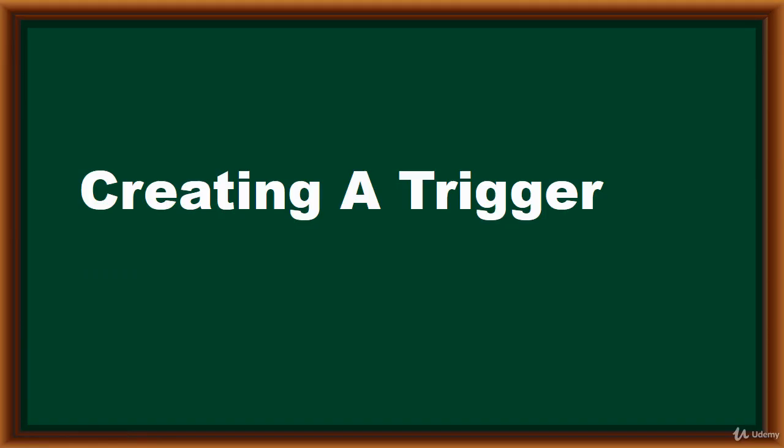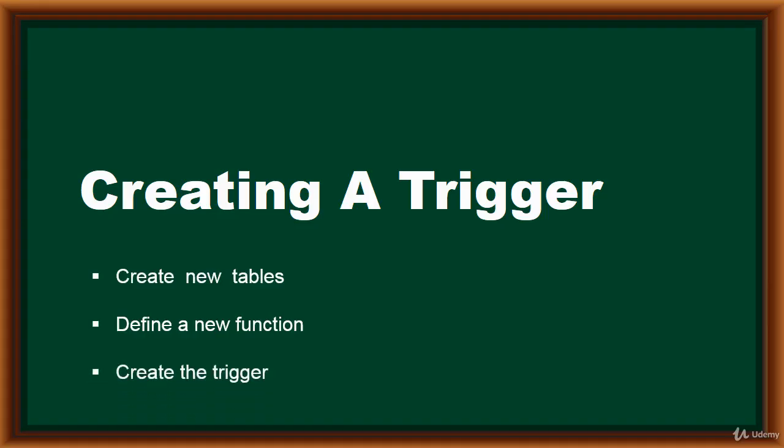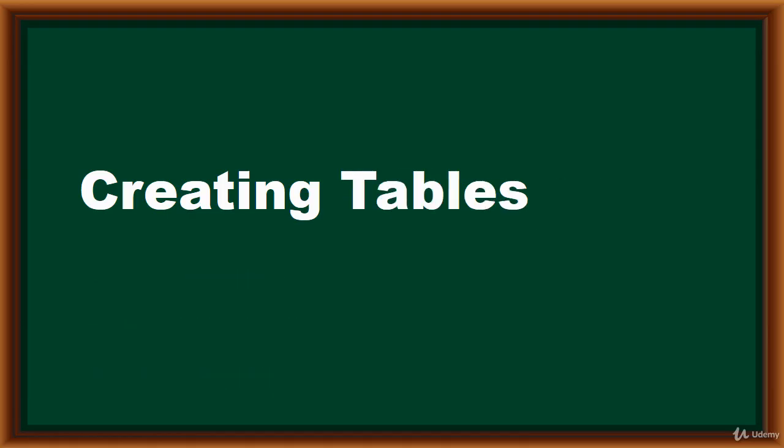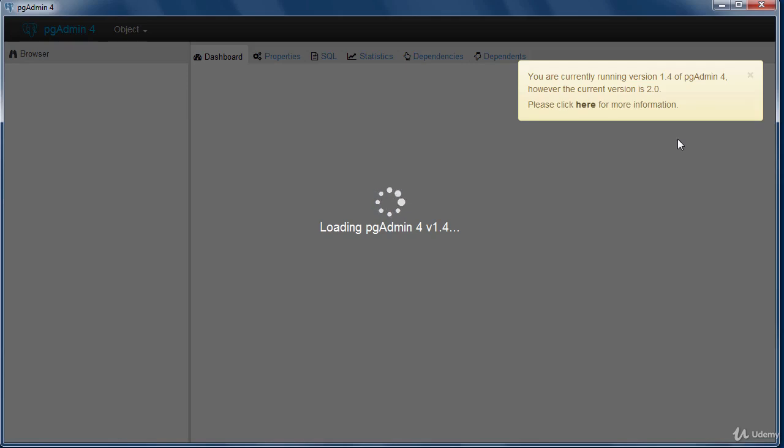Before we can create the trigger, I want to create a new table first. I'm going to create a couple of tables, and then define a new function and then the trigger. So I'm going to do it in that order. So let's create the tables. I'm going to use the pgAdmin tool. So it's trying to launch.